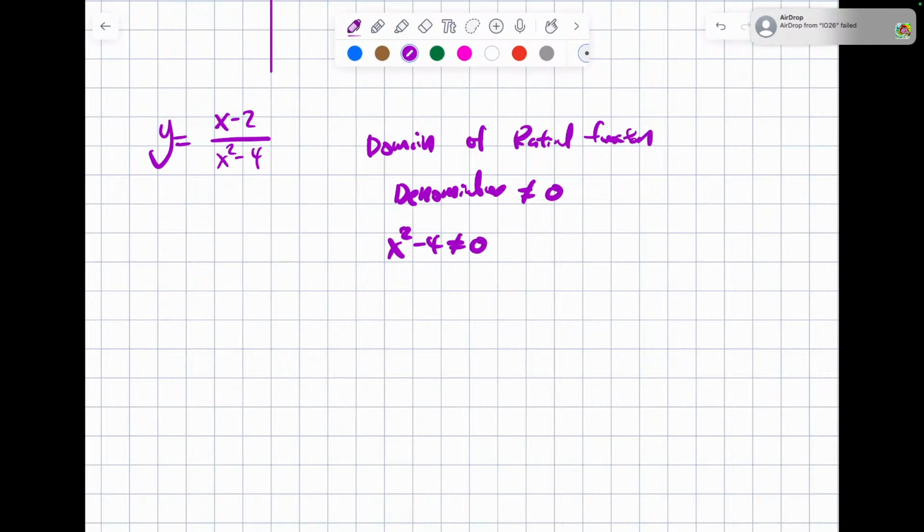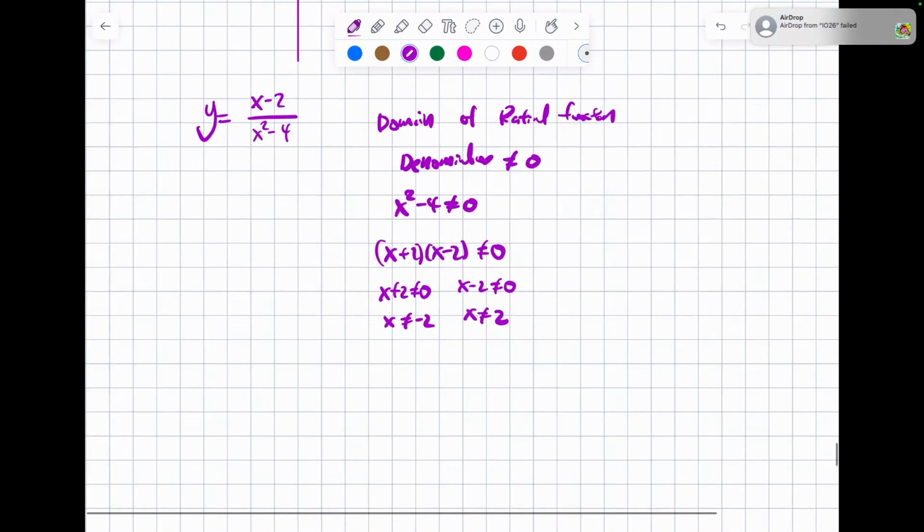Is that okay? So this one can factor, so it'll be x plus 2 and x minus 2 cannot equal to 0. So x plus 2 cannot equal to 0, x minus 2 cannot equal to 0, x cannot equal to negative 2, x cannot equal to 2. Am I going too fast or no? So we know that those are not going to be defined.